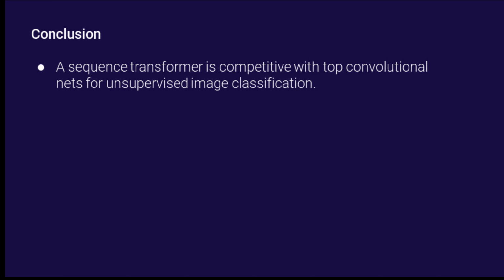In conclusion, a sequence transformer is competitive with top convolutional neural nets for unsupervised image classification. Simply predicting pixels learns state-of-the-art representations for many low-resolution datasets. And in high-resolution settings, our approach is also very competitive with other self-supervised results on ImageNet.